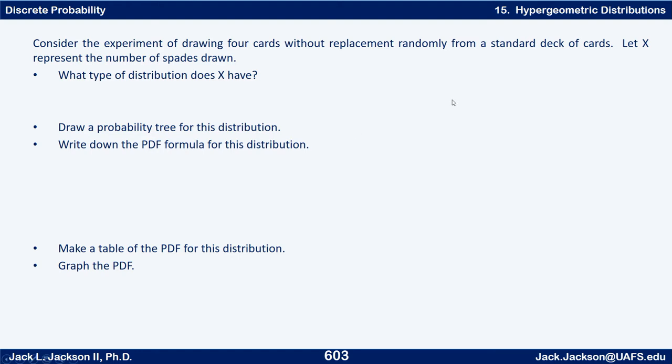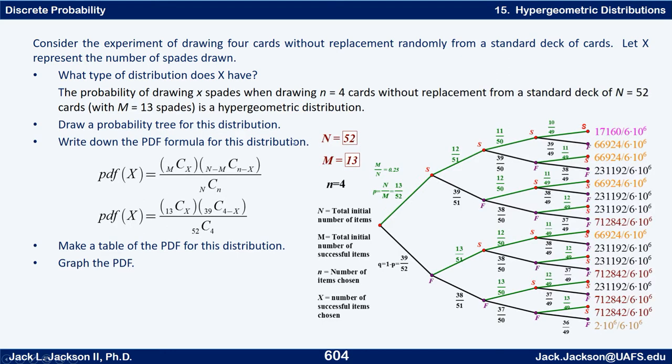Well, since we're drawing without replacement, that's going to make this a hypergeometric distribution. Capital N is 52, that's the total number of cards. Capital M is 13 spades. And little n is the sample size, which is 4. So this is a hypergeometric distribution. Here is the table for it.